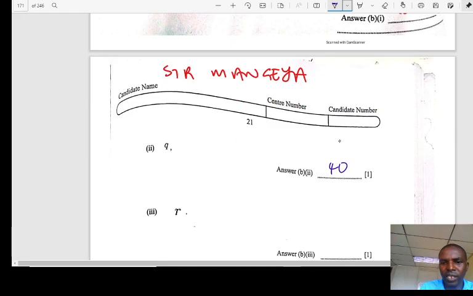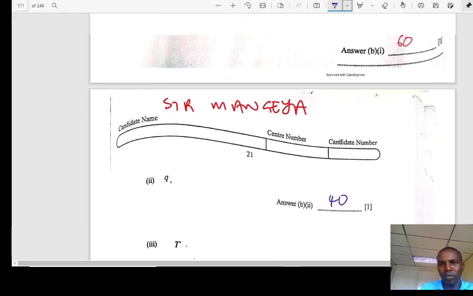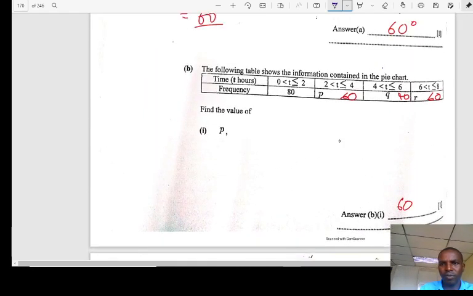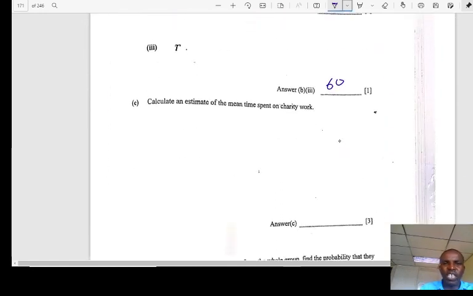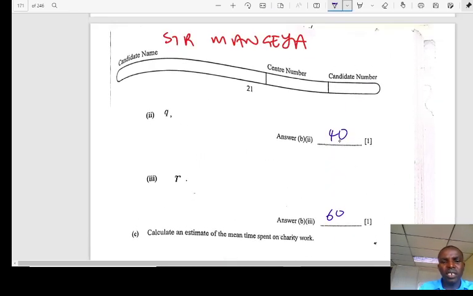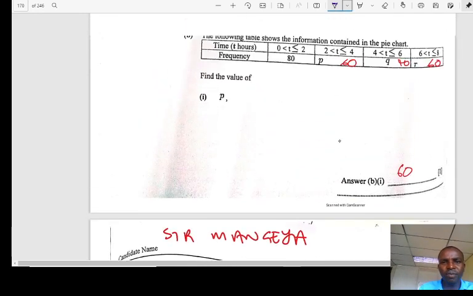Then R is 60. Alright, done. Then next, calculate an estimate of the mean time spent on charity work. So what's the estimate of the mean time spent doing charity?